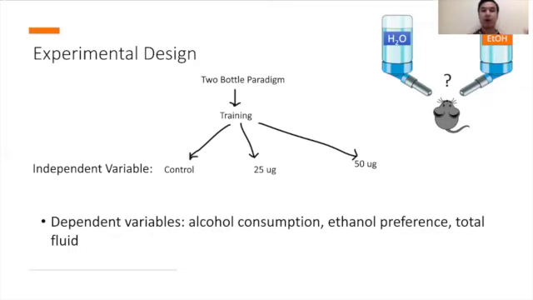And furthermore, two bottles of ethanol and water were placed in an empty cage with no mouse as a control for spillage and evaporation, which is also a very important feature of the experiment because spillage and evaporation could have an effect on the results, and that's why they had to do that. So our dependent variables here, as stated in the slides, are the alcohol consumption, the ethanol preference, and the total fluid, which you will see in the results section of this presentation. Now let's move on.